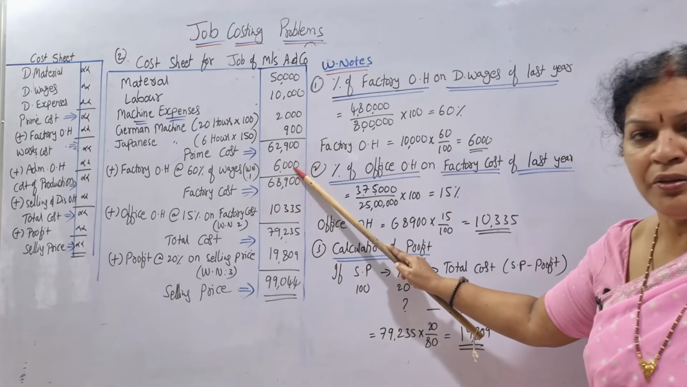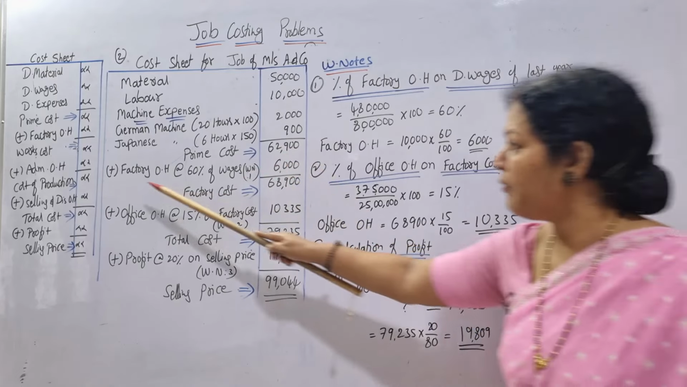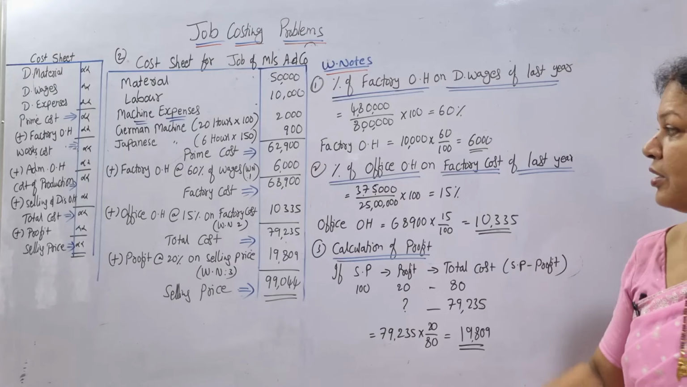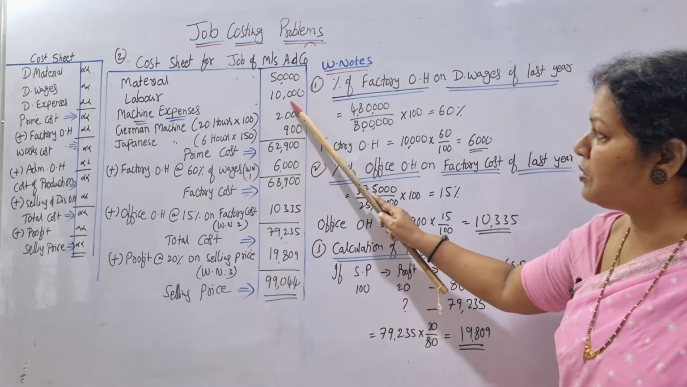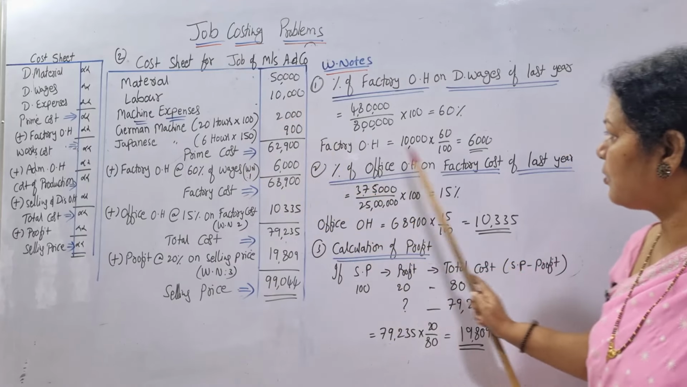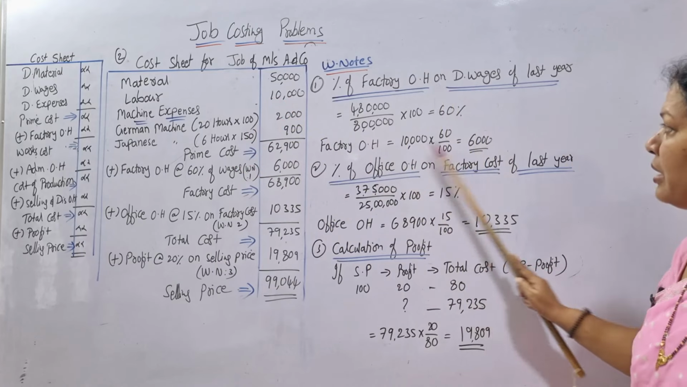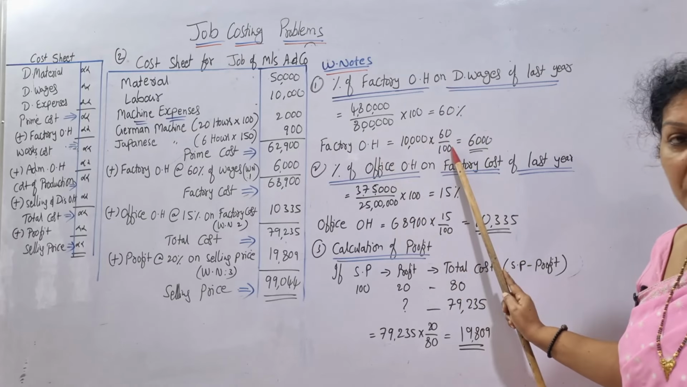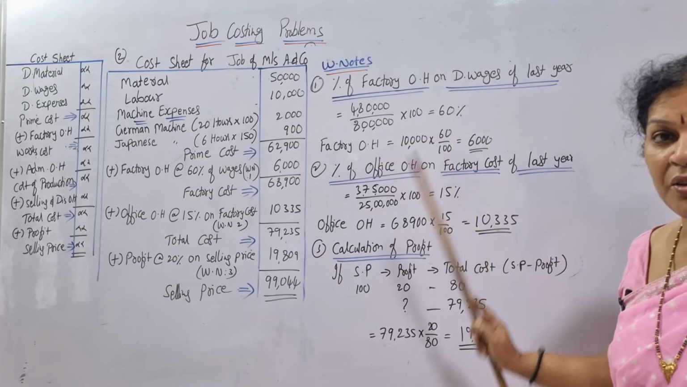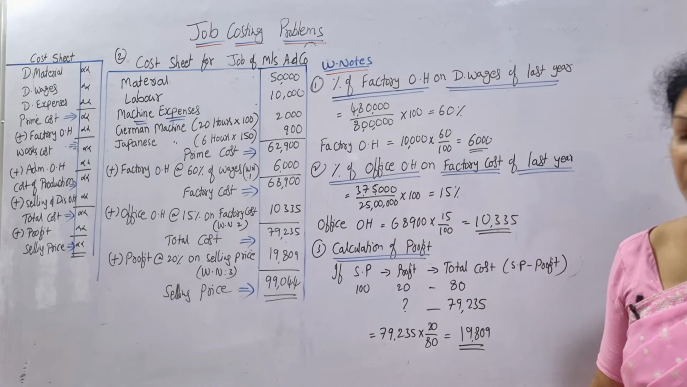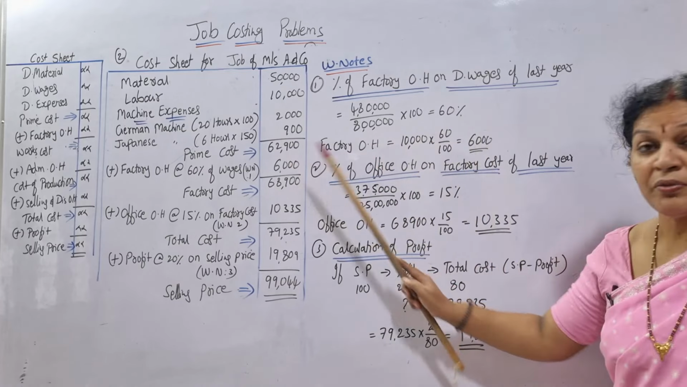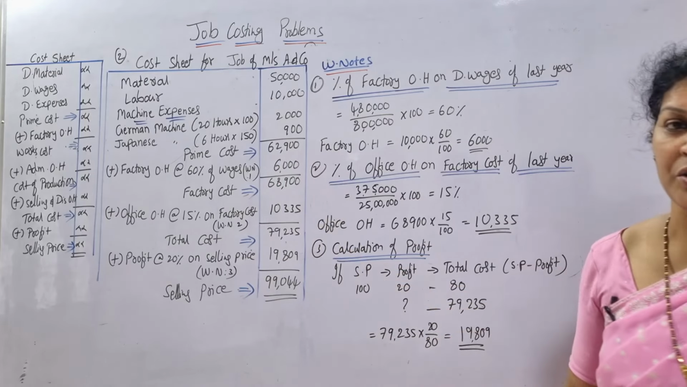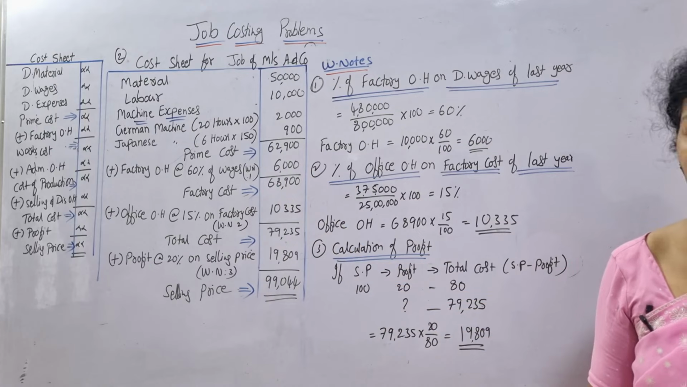Now we are adding factory overheads. How did we get the factory overheads? At the rate of 60% of wages. Wages are labor, this one. So we have shown this very clearly in the working notes. How did we get the percentage? The percentage is calculated on wages. Wages means labor, so you get 6,000. This is factory overhead. If we add factory overheads, what do we get? Factory cost. We got the factory cost.